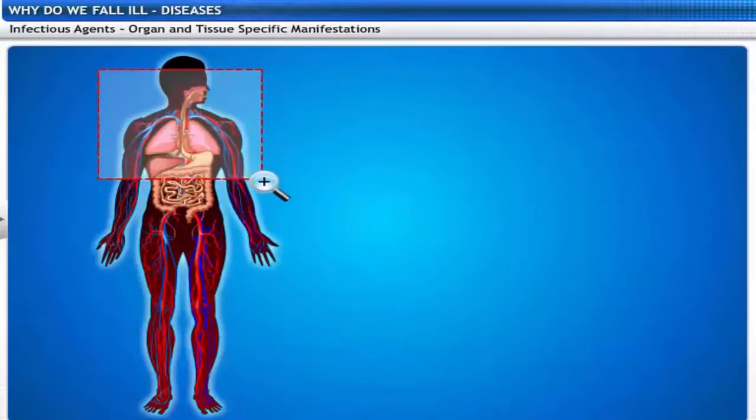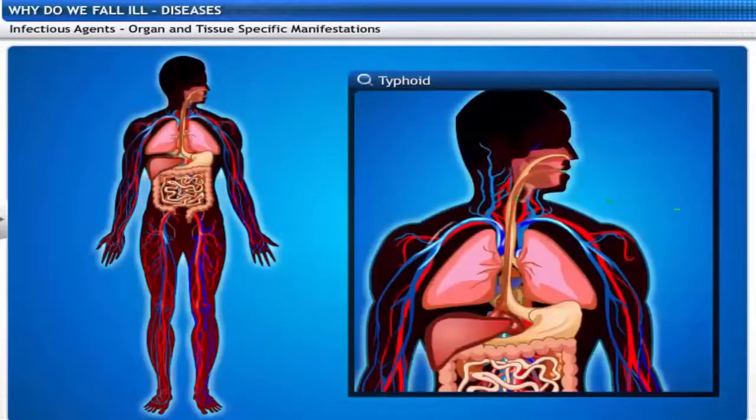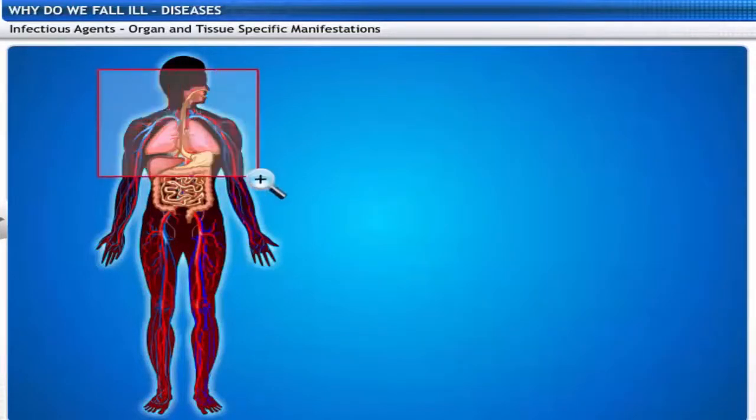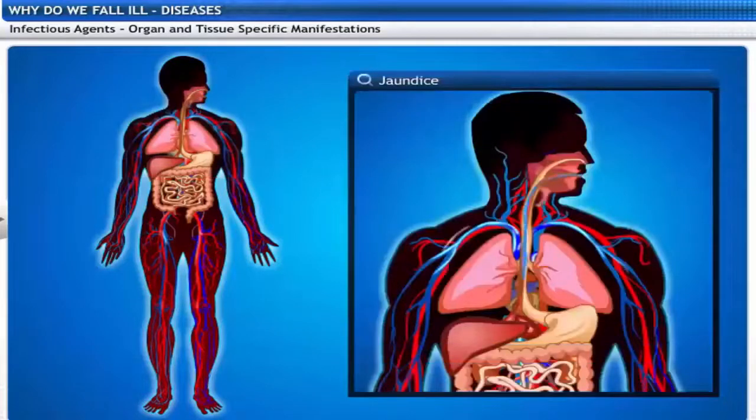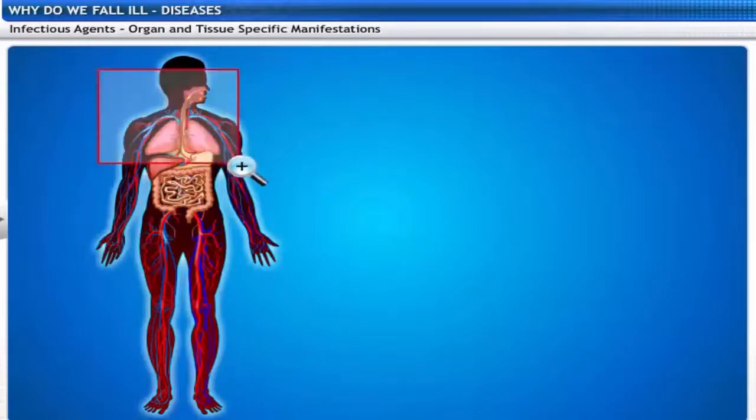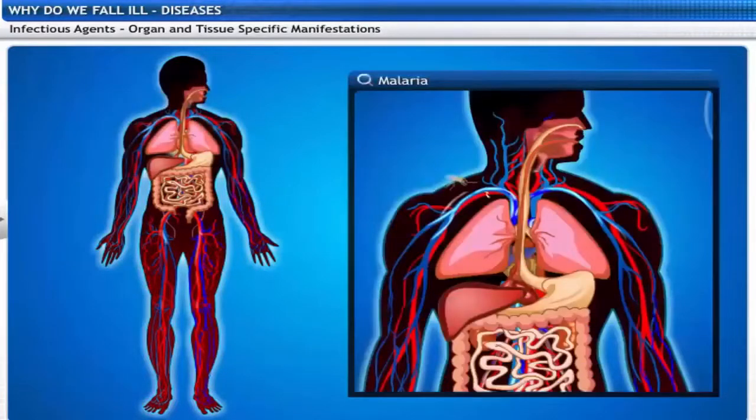If microbes enter through food or water via the mouth, they stain the gut lining and cause typhoid. If microbes enter the liver, like viruses do, they cause jaundice. Microbes that cause malaria enter through a mosquito bite, go into the liver, and later destroy the red blood cells.